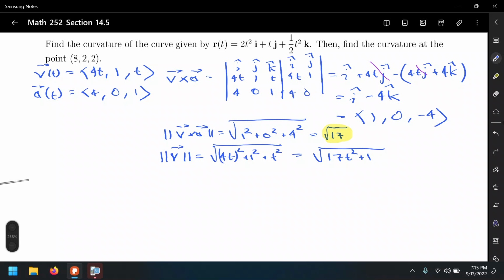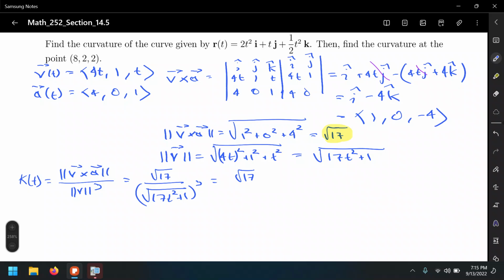So what are we getting? Number one, we're getting an expression to calculate the curvature at any point. And that's going to be the square root of 17 over the square root of 17t squared plus 1, the whole thing to the third power. That's the square root of 17 over 17t squared plus 1 to the 3/2. So this expression calculates the curvature, how fast the curve is turning, at every single point.